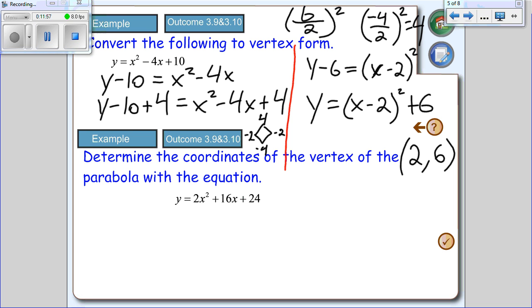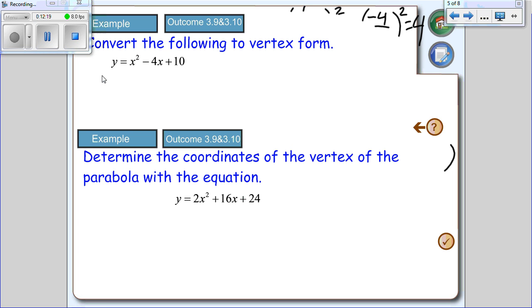Alright. Next question. We're going to do it again together. Determine the coordinates of the vertex of the parabola in the equation. I'm going to erase the one on top. Is everybody okay if I erase it? Okay. So, you get this question. It says determine the vertex.